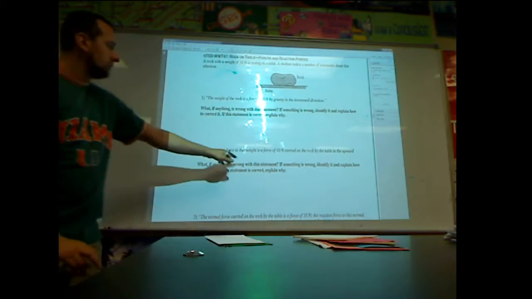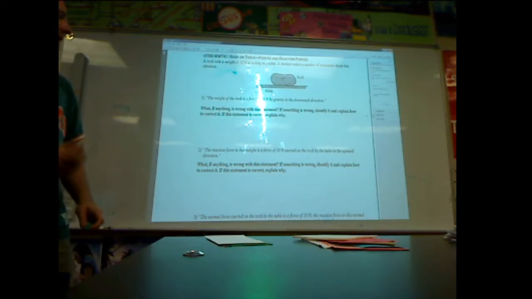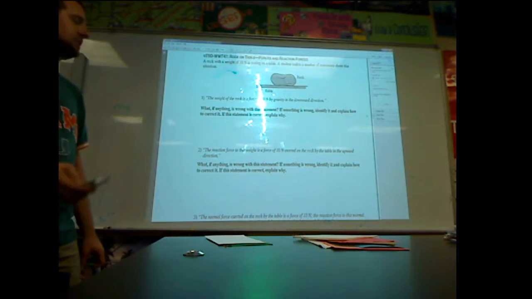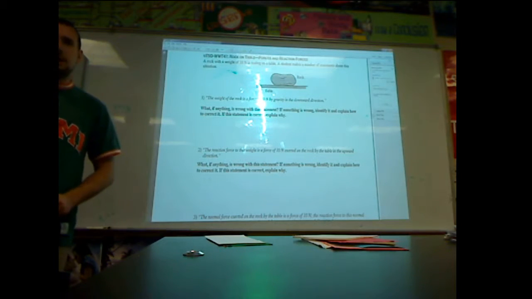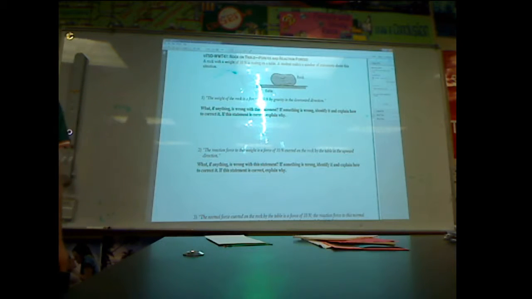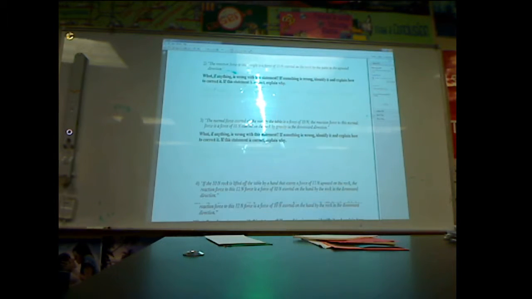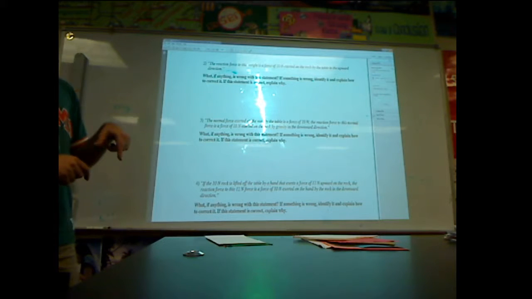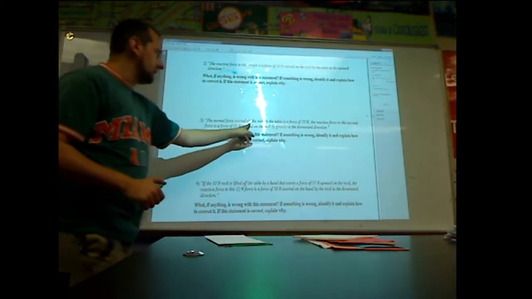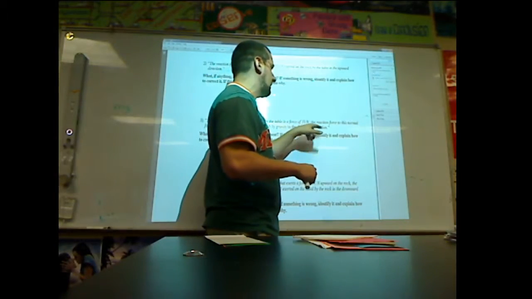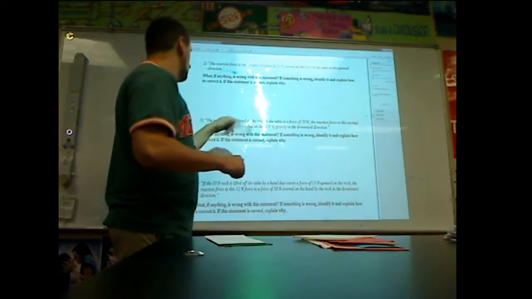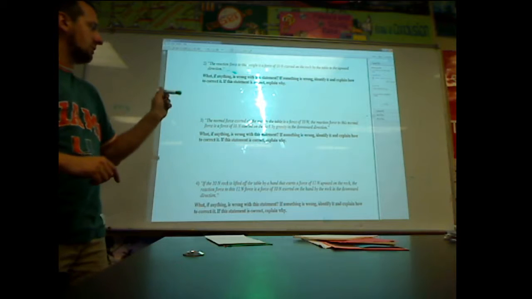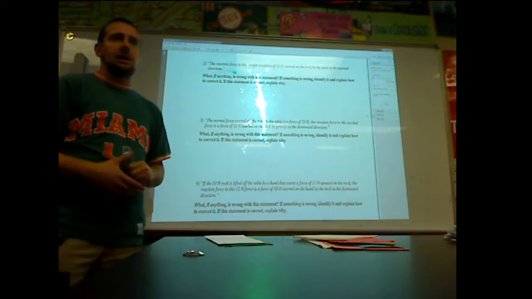The reaction force to this weight is a force of 10N exerted on the rock by the table in the upward direction. Is that correct? Yes, by Newton's third law, right? For every action there is an equal and opposite reaction. The normal force exerted on the rock by the table is a force of 10N. The reaction force to this normal force is a force of 10N exerted on the rock by gravity in the downward direction.